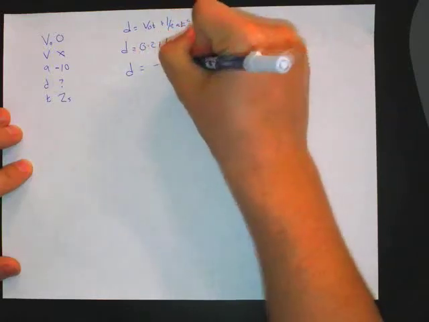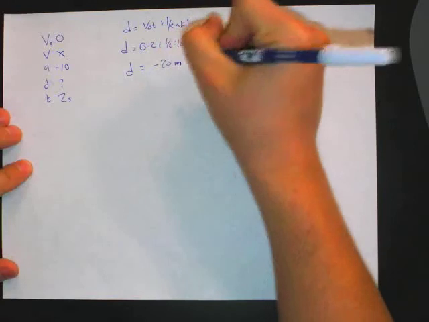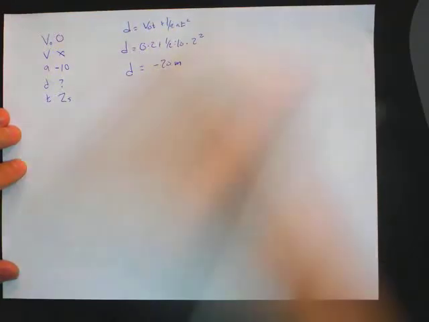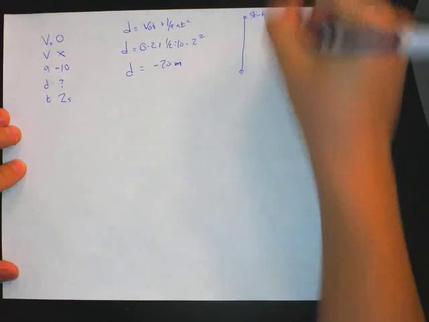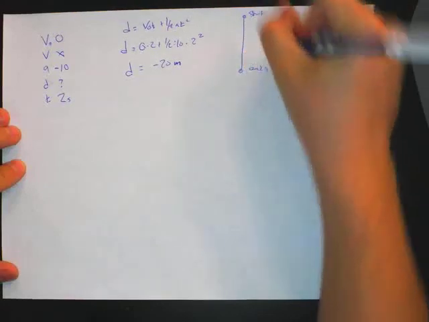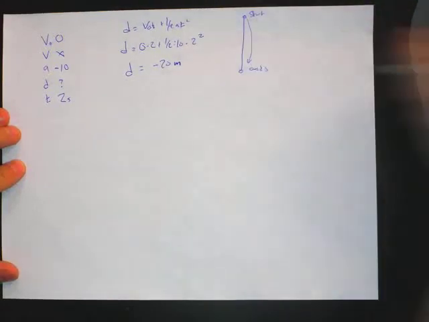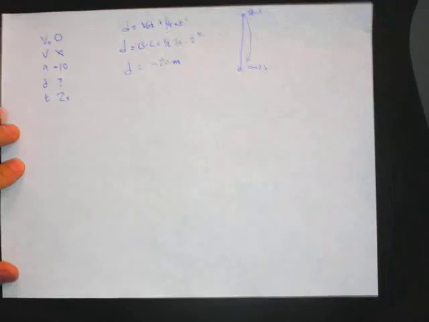So why is my displacement negative? Well, because the ball fell from here to here, so if it starts and ends, then it has a negative displacement, a downward displacement. Okay? So that's pretty straightforward, right?